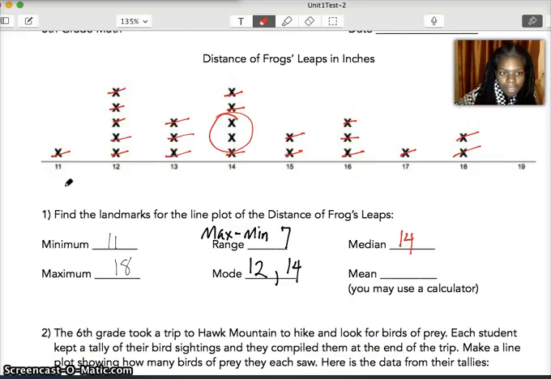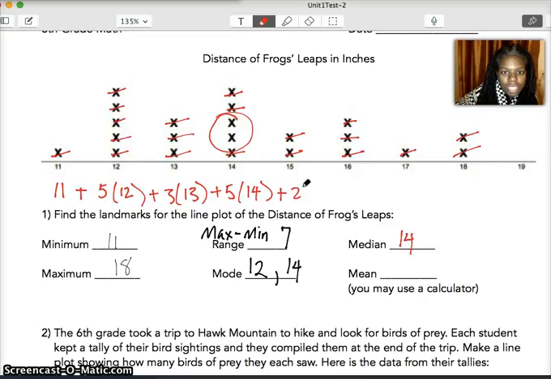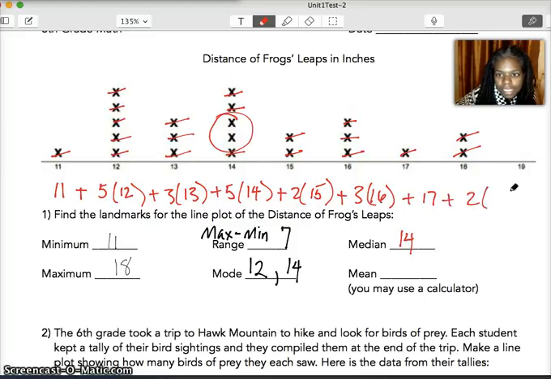Here's a quick way to calculate. We know that there's 22 x's, so that means there's 22 data points. We're going to add 11, plus 5 times 12, plus 3 times 13, plus 5 times 14, plus 2 times 15, plus 3 times 16, plus 17, and plus 2 times 18.